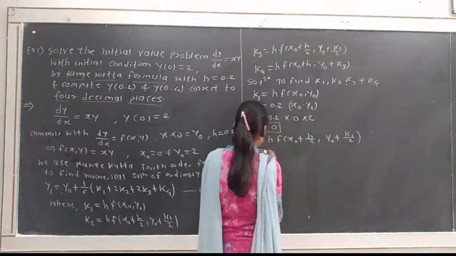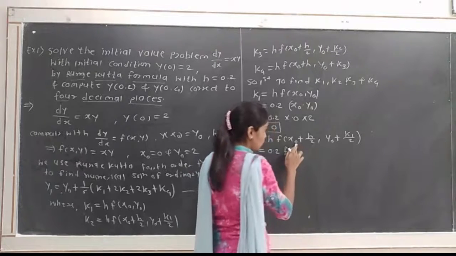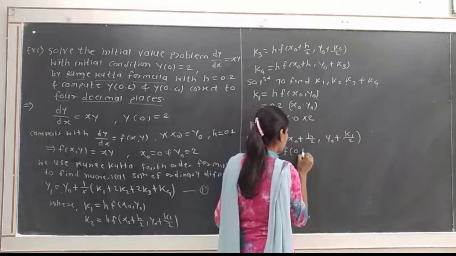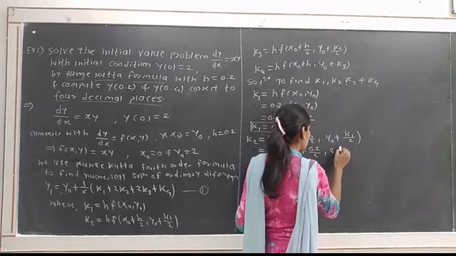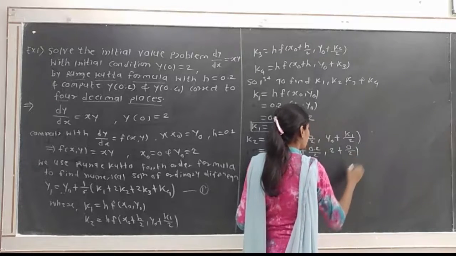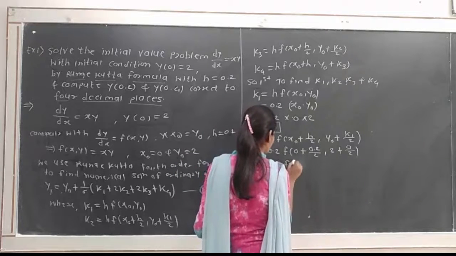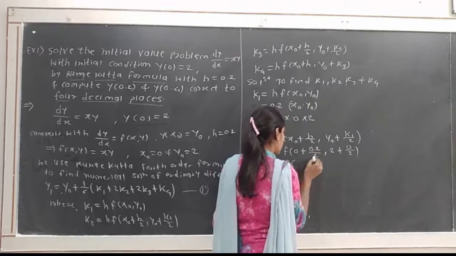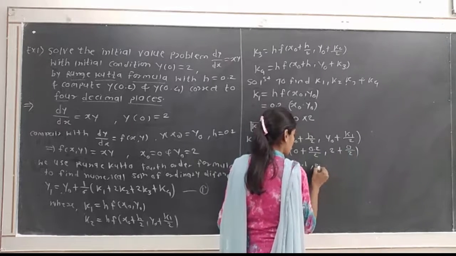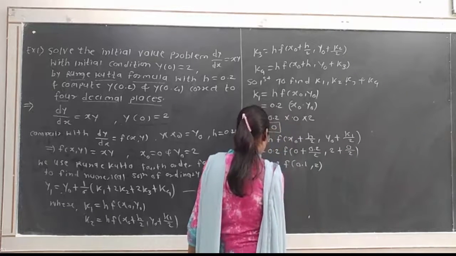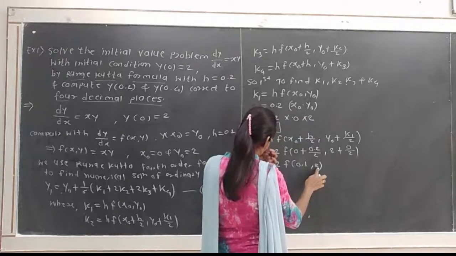Then we put in the values, so h will again be 0.2, and f of x0 will be 0 plus 0.2 divided by 2, comma y0 will be 2 plus k1, which is 0, divided by 2. So we have to get 0.2 into f of 0.2 divided by 2, which is 0.1, comma 2. This becomes a 0, so 0.1 comma 2, so we have to get 0.2 into f of 0.1 comma 2.